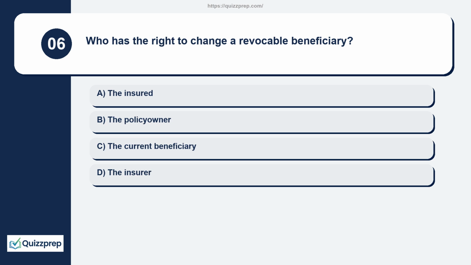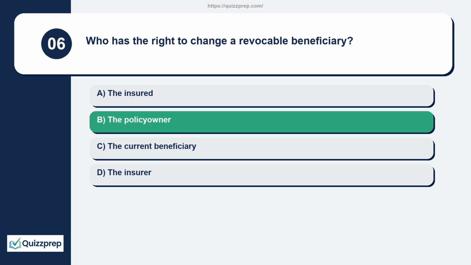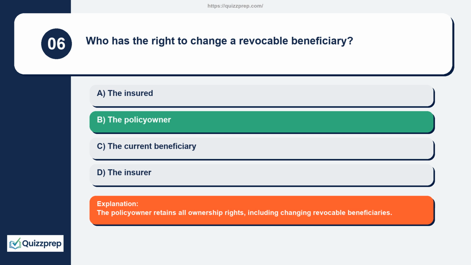Question 6. Who has the right to change a revocable beneficiary? The insured, the policy owner, the current beneficiary, the insurer. The policy owner retains all ownership rights, including changing revocable beneficiaries.